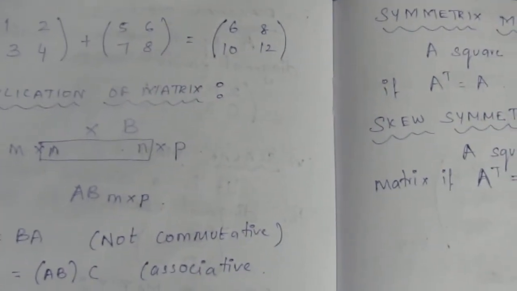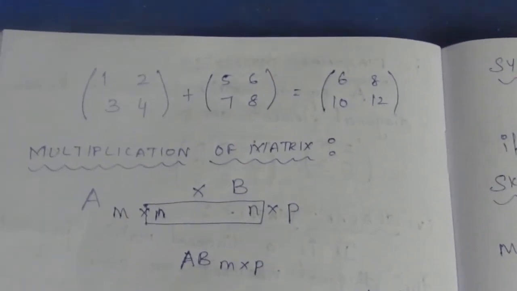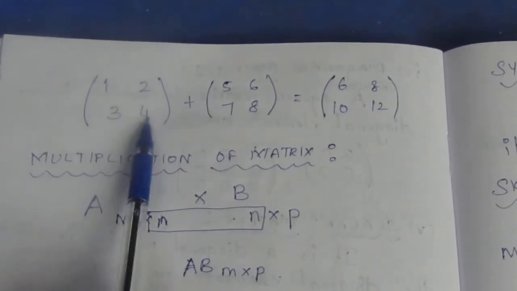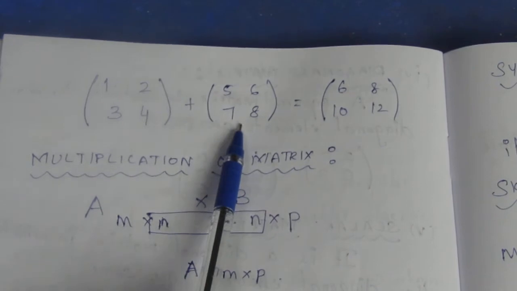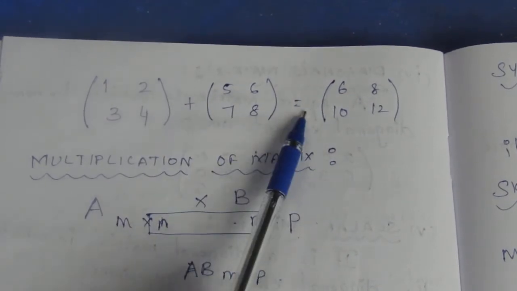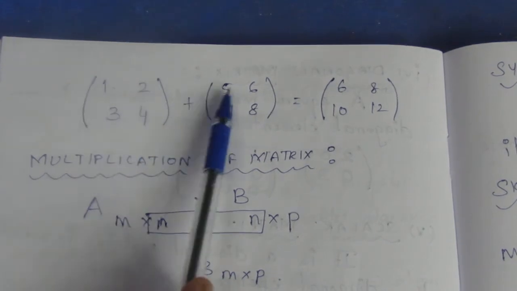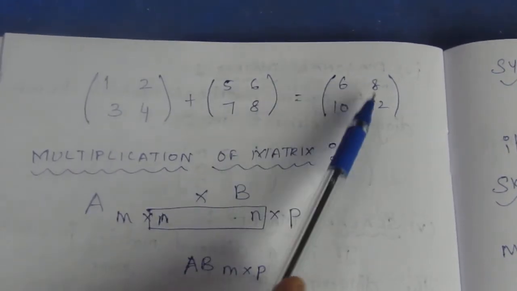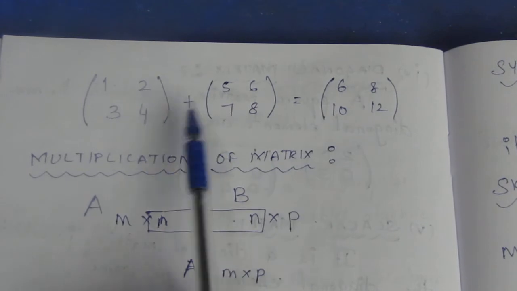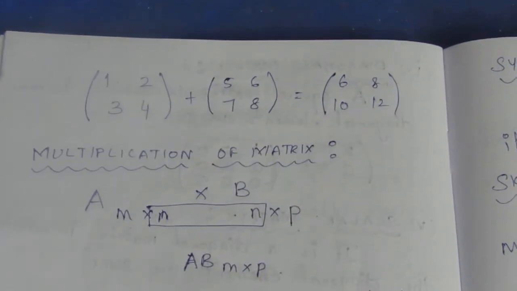Yeah, I have done one addition example for you here. I have taken the 2 by 2 matrices 1, 2, 3, 4 plus 5, 6, 7, 8. Addition of matrices means adding the first element with the first element, so 1 plus 5 will be 6, 2 plus 6 will be 8, 3 plus 7 will be 10, 4 plus 8 will be 12.